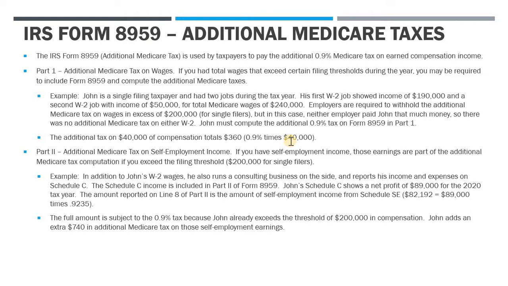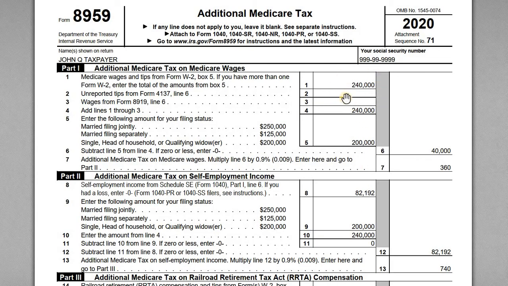It's John's responsibility for reporting these totals in compensation and computing and paying the tax on his return, right? So the responsibility falls to John now. So what does John do? Well, he reports the total amount of Medicare wages, right? So $240,000. His filing threshold is $200,000, so he's got an additional $40,000 of W-2 compensation that's subject to this Medicare tax. So multiply line 6 by 0.9%, and you get $360 in additional Medicare tax on those W-2 wages. Okay, so John owes that extra $360.